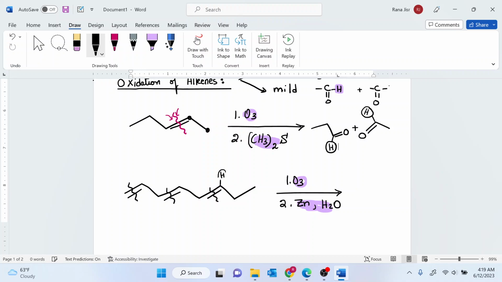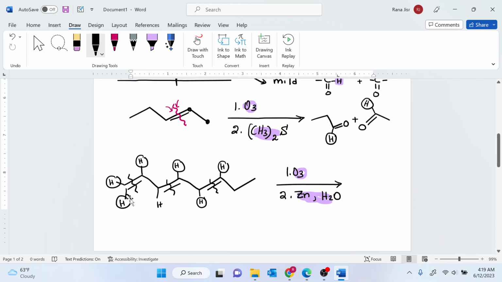So this is a hydrogen here, then I know that this end is going to be an aldehyde. This end here is going to be an aldehyde. This one is going to be an aldehyde. This one is going to be an aldehyde, and this is going to be an aldehyde. And this here, it's going to be an aldehyde as well. This is the simplest form of aldehyde here, which is formaldehyde.